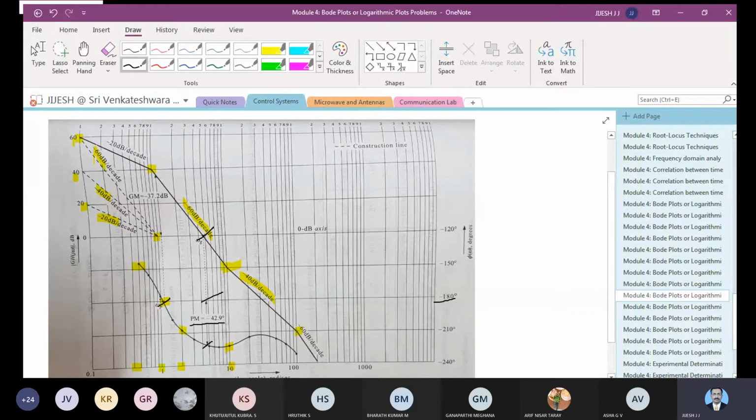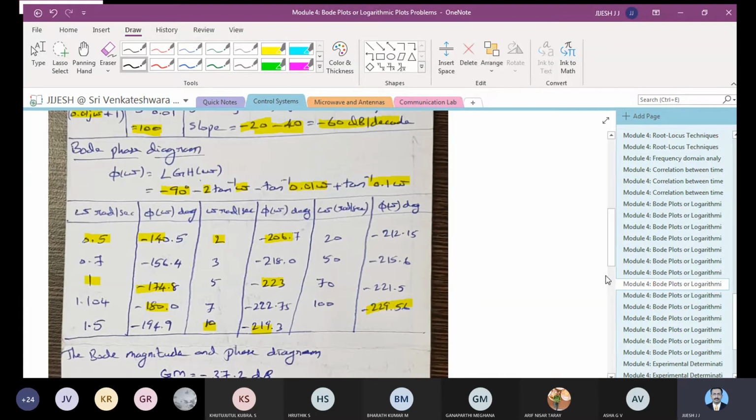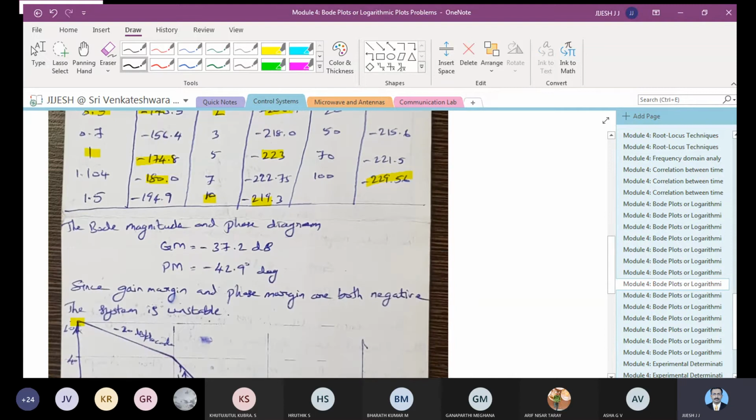When you extend from 180 degrees upwards, you will meet at this point as well as this point. So this difference is called the gain margin, and you'll get it as minus 37.2. So you have to do that, and you will get the values here. Gain margin is minus 37 and phase margin is minus 42. Both are negative, so you can say that it is an unstable system.